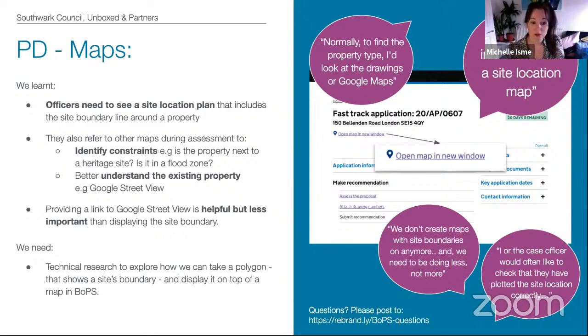However, officers do also look at other maps as well. So they often look at the council's GIS maps to identify constraints. So they will enter the address of the property. They will identify, for example, if it's in a flood zone, if there's a protected tree on the site, and maybe even if it's next to a heritage site. And something we've heard quite a lot is a lot of planning officers also just refer to Google Maps, particularly to Street View.